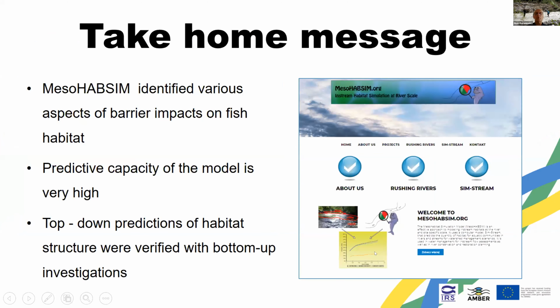So, take home messages. Mesohabsim allowed us to identify various aspects of barrier impacts on fish and habitat. The predictive capacity of the model was very high. And the nicest part is that the top-down predictions of those habitats that we predicted from the very generic GIS models actually matched very well with the habitat composition that we built using this bottom-up approach.